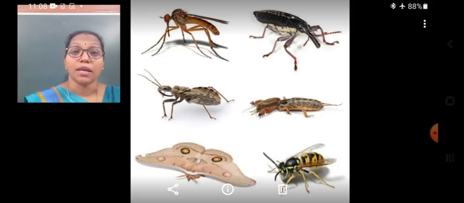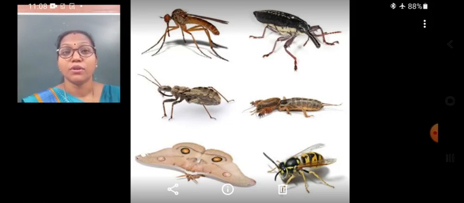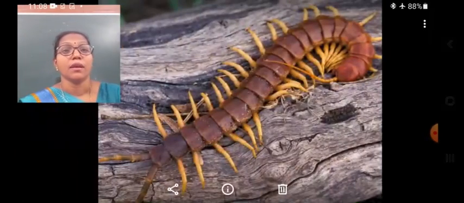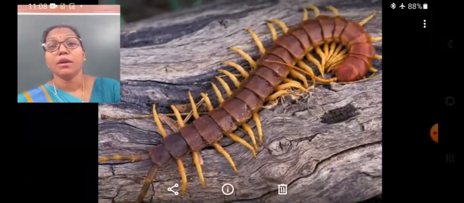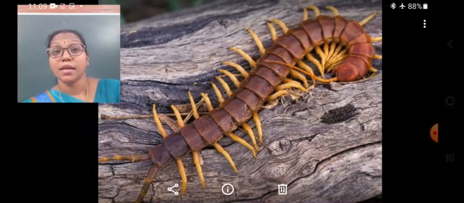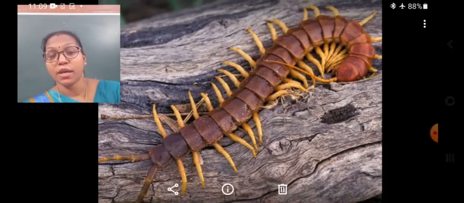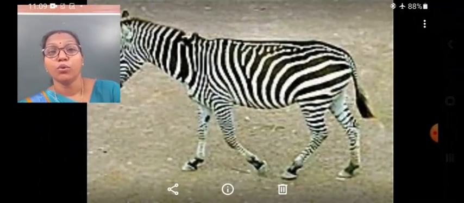Students, the insects can fly and they also have legs. And some of the insects do not have legs; they crawl and move. Now we know that some organisms have many legs, such as the centipedes and millipedes. They have many legs in their body that help them to move from one place to another.